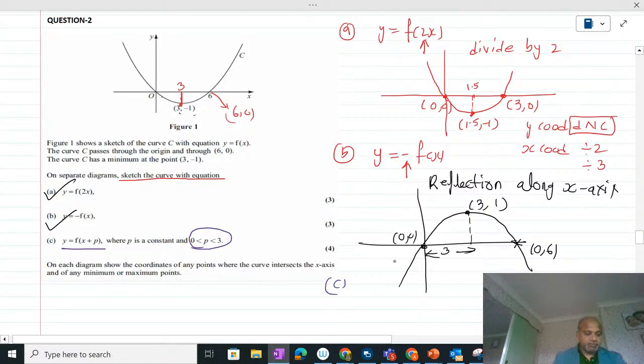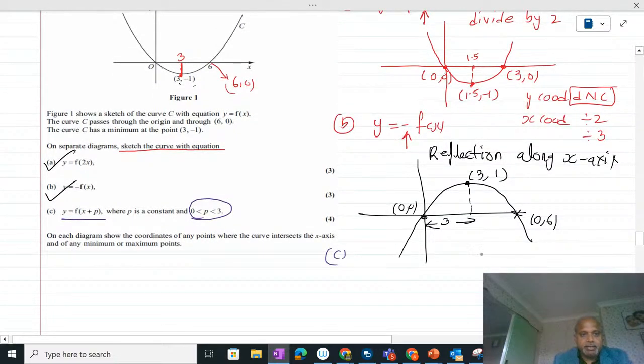Okay, so first of all, same thing. Here, y equal to f(x) plus p. x plus p means x equal to minus p, which means the whole graph is going to shift in the left-hand direction by p. And what is p? p is between 3 and 0. It can be 1, it can be 2, but it cannot be 3 or 0. It can be 1 and 2. So we will take the p value as p.